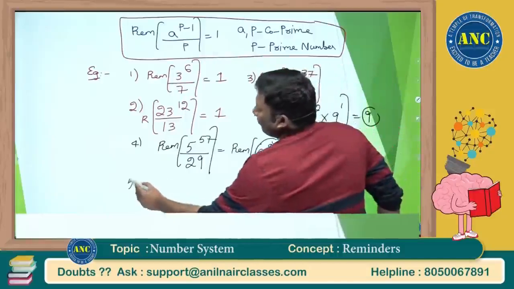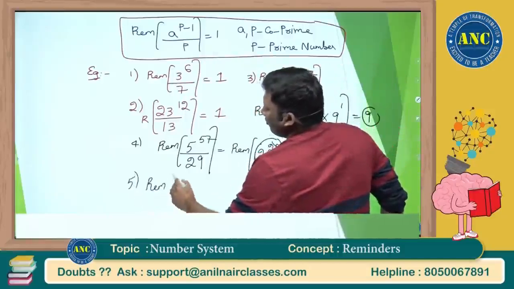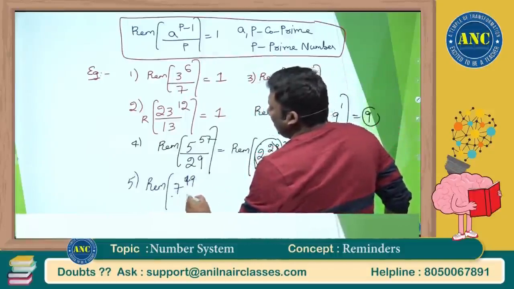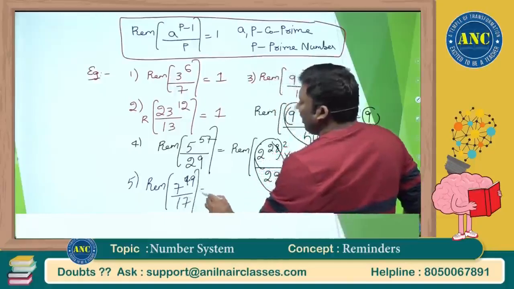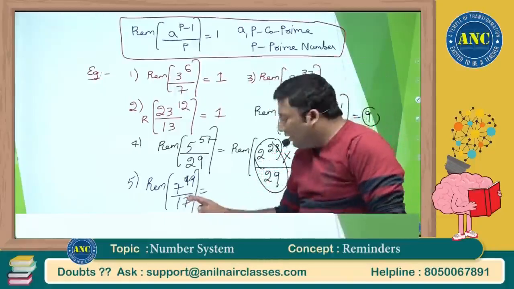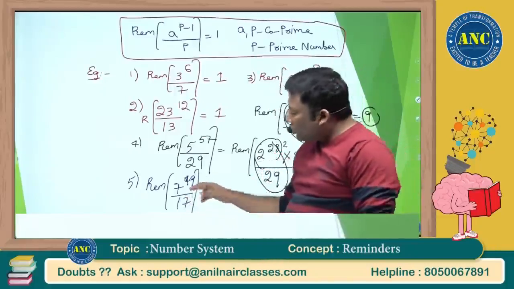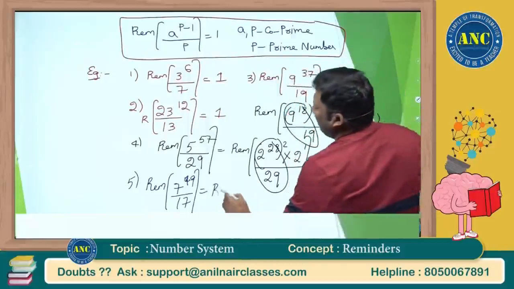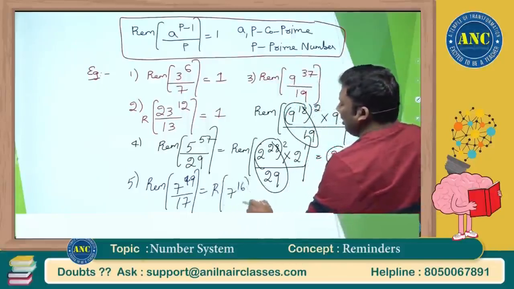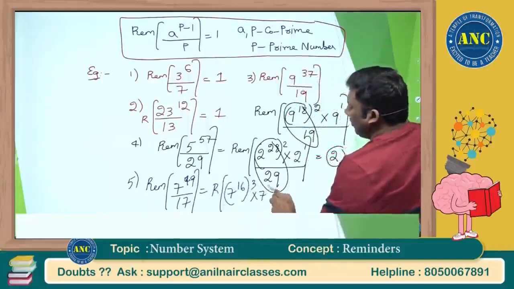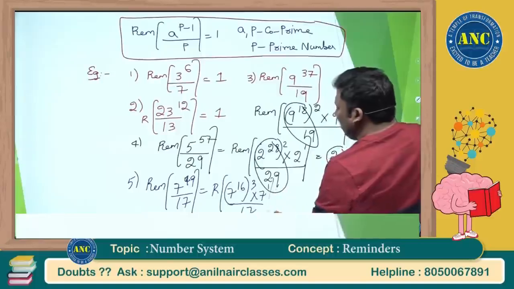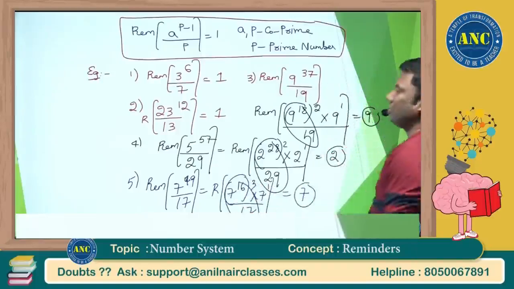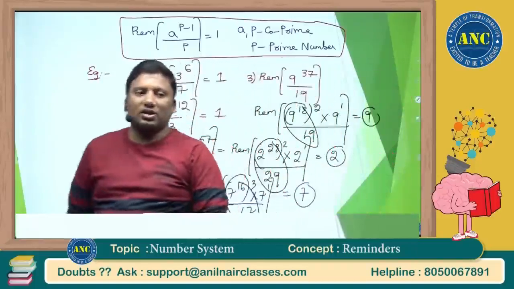One more question. 7 power 49 divided by 17. If the denominator is 17, power should be moving in the cyclicity of 16. 7 power 16 by 17 is 1. So 7 power 16 power 3 into 7 power 1 divided by 17. These are nothing but 1. 1 into 7, answer is nothing but 7.